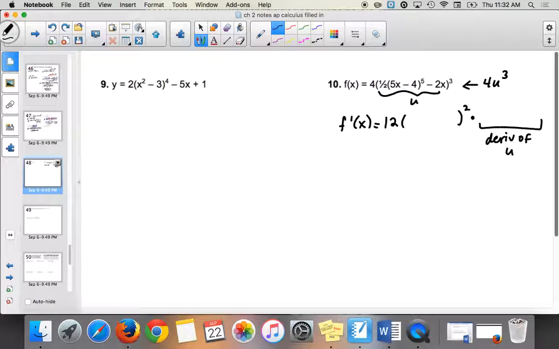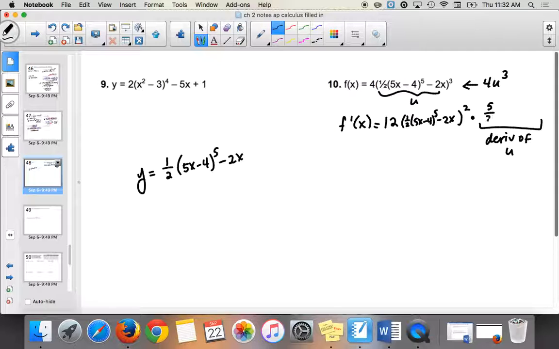So our u is this whole inside part. So we have 1/2 (5x minus 4)^5 minus 2x. Now it's like you're setting up a second problem and you're saying, well, what if I had 1/2 (5x minus 4)^5 minus 2x? How would I take the derivative of that? That's what's going to go under the du.